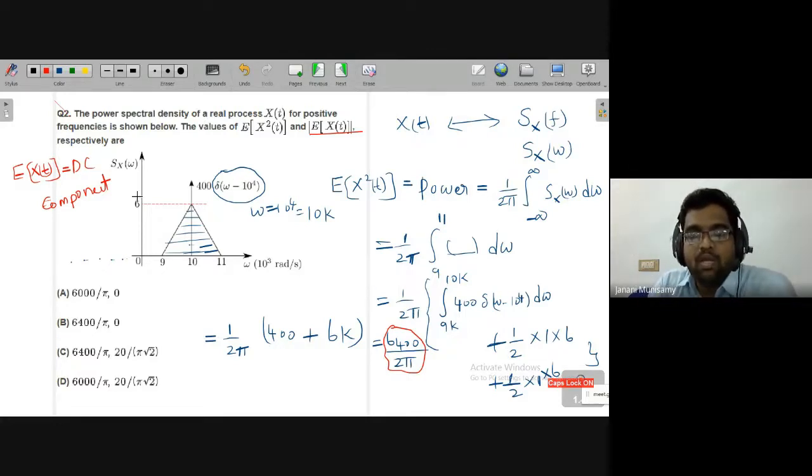So here you can observe the presence of DC component. DC generally means zero frequency. At zero frequency, I am not having any value. So the average value of the random process is zero. So option B is the answer.